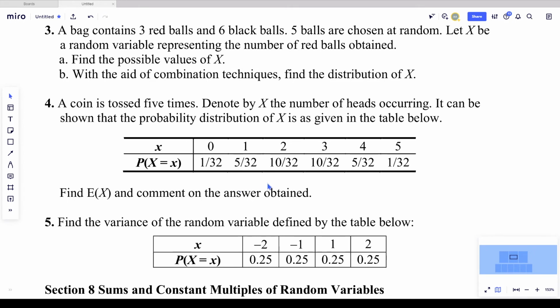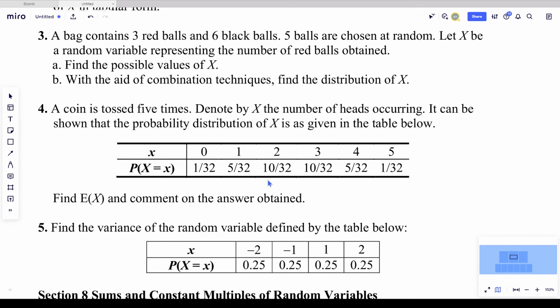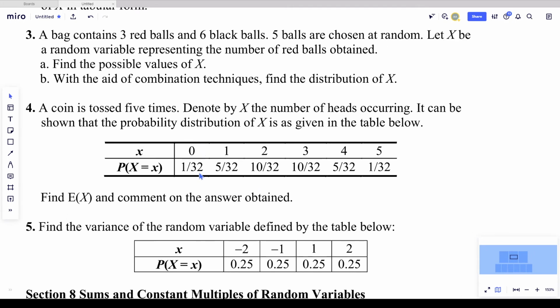The expected and comment on the answer. So we want to find the expected. The expected, you just multiply x by probability and then you add them up. So summation of x times probability. So 0 times this 0, this times this is 5 over 32, plus this times this is 10 over 16, this times this is, I'm just going to write without simplifying, 30 over 32 plus 4, 20 over 32 plus 5 over 32. And you just add them up and this will be your expected.